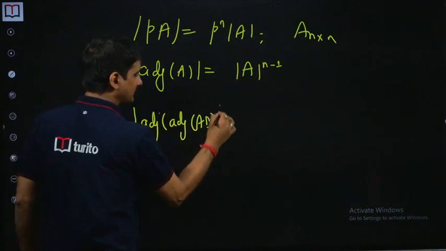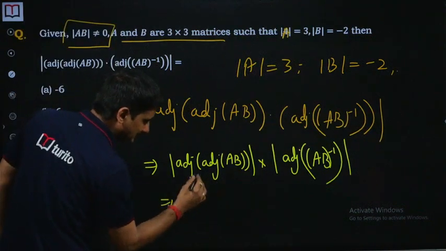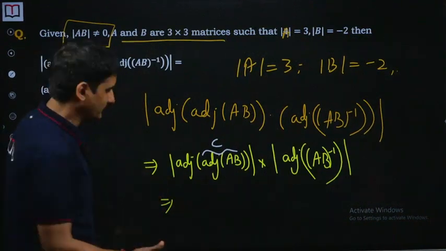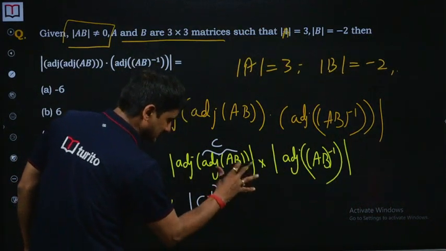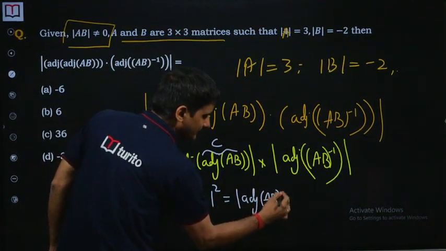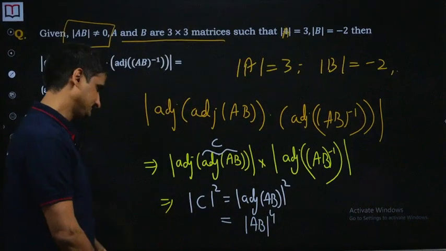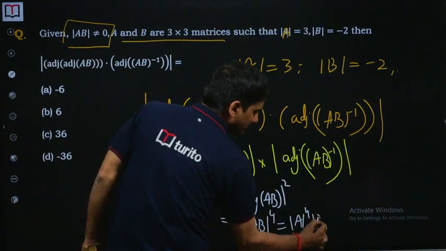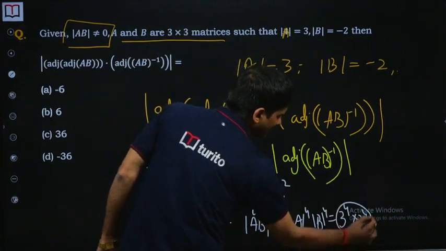of AB. I think that's the first determinant. Yeah. So let me write it here only. If I take it as matrix C, so it's determinant of adjoint of C, which is determinant of C raised to the power 2. If I concentrate on the first part only, determinant of adjoint of AB raised to the power 2 is nothing but determinant of AB raised to the power 4 here. Now again it gets distributed, so A raised to power 4, B raised to power 4, so 3 raised to power 4 into 2 raised to power 4. So that's your first part.